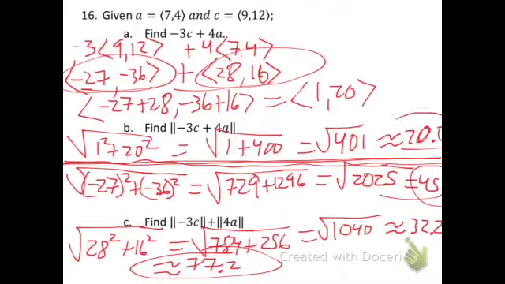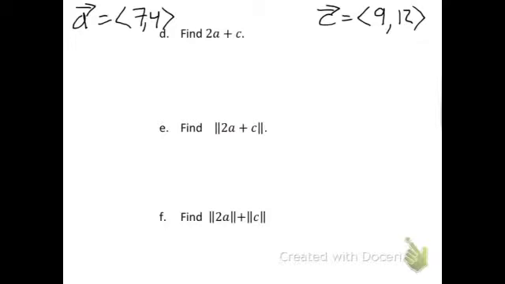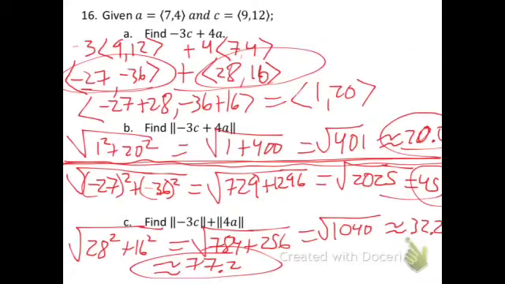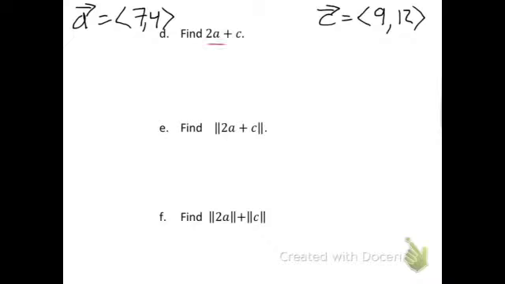Something to notice is that it's way different than if you were to add them together then take the magnitude. So order of operations makes a big difference on this one. Alright, moving on to the next section of 16 here. We need to get 2a plus c, then their magnitude, then the magnitude separately and add them together.